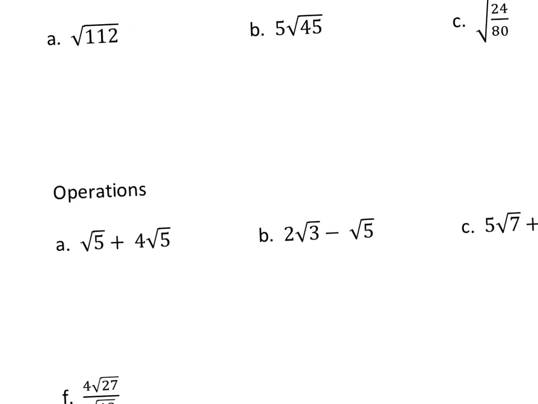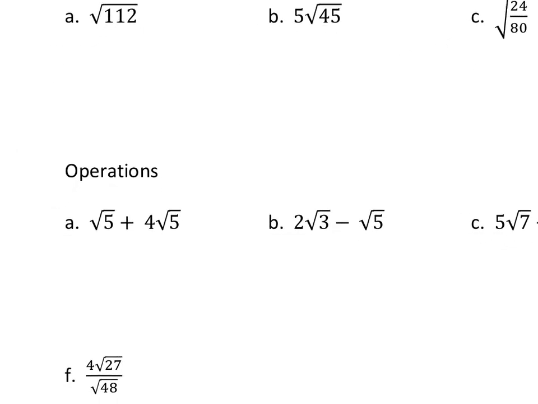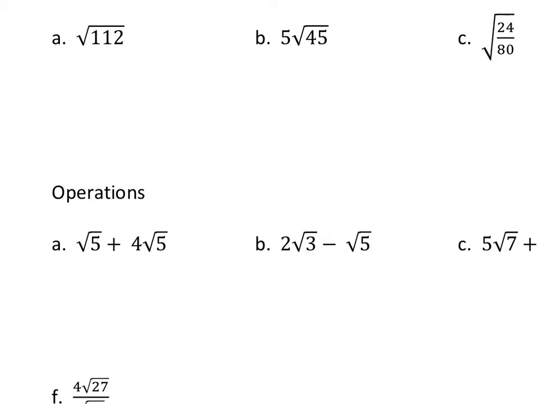And this is review, and you've learned to do it in a number of ways. The method I'm going to talk about first is simplifying by looking at the prime factors of a number. So I can break this down to 2 and 56. I can break 56 down to 7 and 8. I can break 8 down to 2 and 4. And I can break 4 down to 2 and 2.